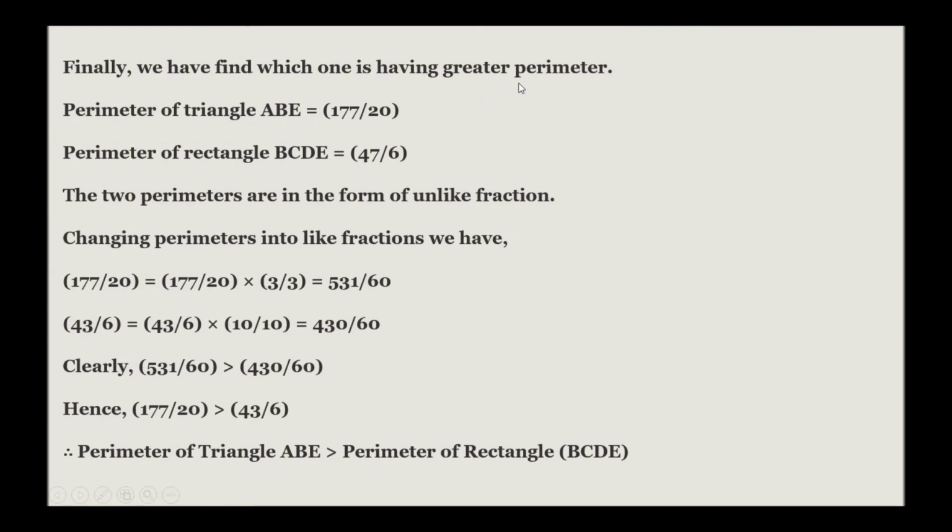Finally, we have to find which one has the greater perimeter. So the perimeter of triangle ABE is 177 upon 20 and of rectangle BCDE is 47 upon 6. The two perimeters are in the form of unequal fractions. Changing the perimeters into equal fractions, we have 177 upon 20 into 3 by 3, that is 531 upon 60, and 47 upon 6 into 10 by 10, that is 470 upon 60. Now we can clearly say that the perimeter of triangle ABE is greater than the perimeter of rectangle BCDE.